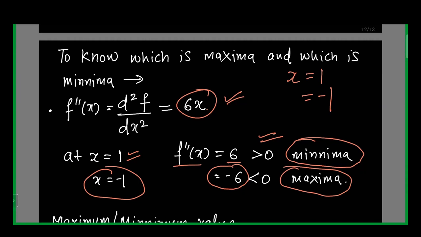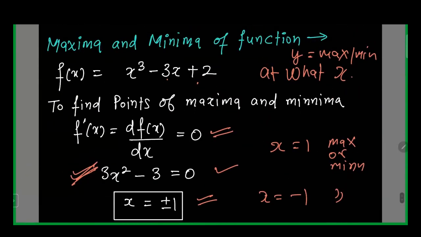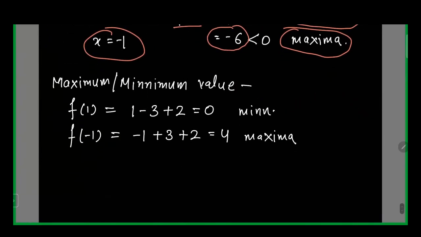But what is the maximum and minimum value? I said your y will be maximum at minus 1, and your y will be minimum at 1. But what are those values? To find them, you put the value of x in your function. So if I put my x as 1 in my function, I get 0. And if I put my x as minus 1 in my function, I get 4. So you can clearly see this is a minimum, and this is a maximum.